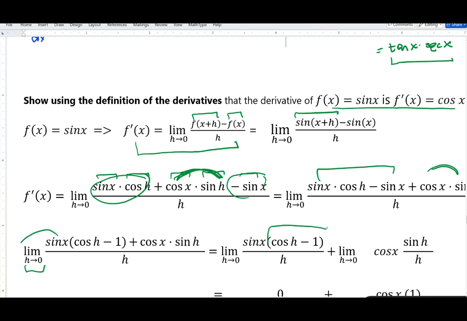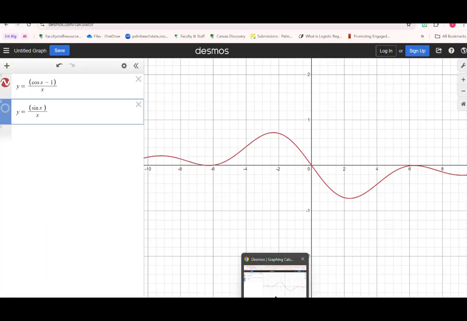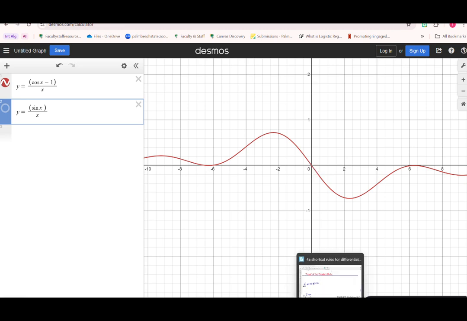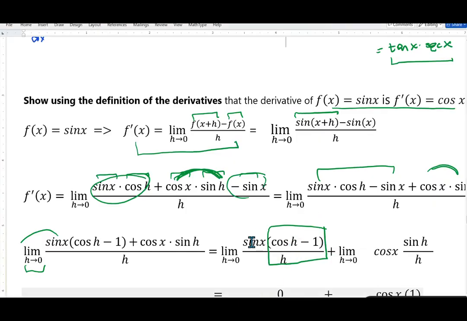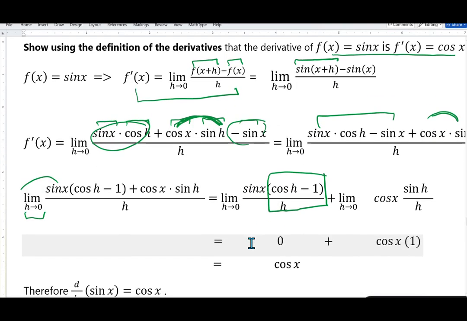All you have to do is, what is this limit? Cosine h minus 1 over h. And if you could find that limit, and I already entered that into my Desmos here, here's my function, cosine h minus 1 over h. This one won't work if I enter h, I have to enter x, but same idea. And I get this function. What happens when h goes to 0? Basically, the limit is going to be 0. So if you go back and plug in 0 for this limit, 0 times sine x is also 0. So the first part you get is 0.